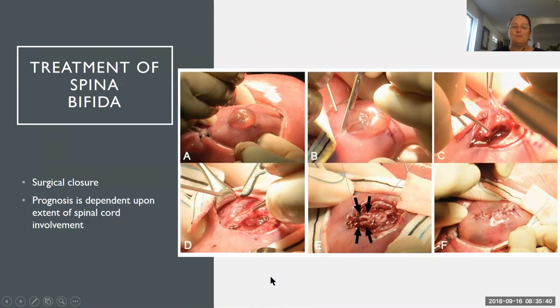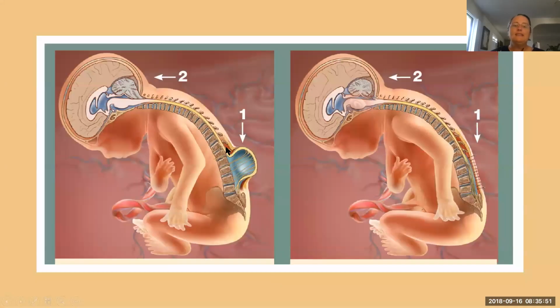There's a really good PBS special right now called Twice Born. I think you can see it on Netflix. It talks about fetal surgery, and this is one of the surgeries that they do. So again, this is the outpouching of that spinal cord. It's a neural tube defect, and they can surgically repair that while the baby is still in utero, and help that baby to have less defect at birth.